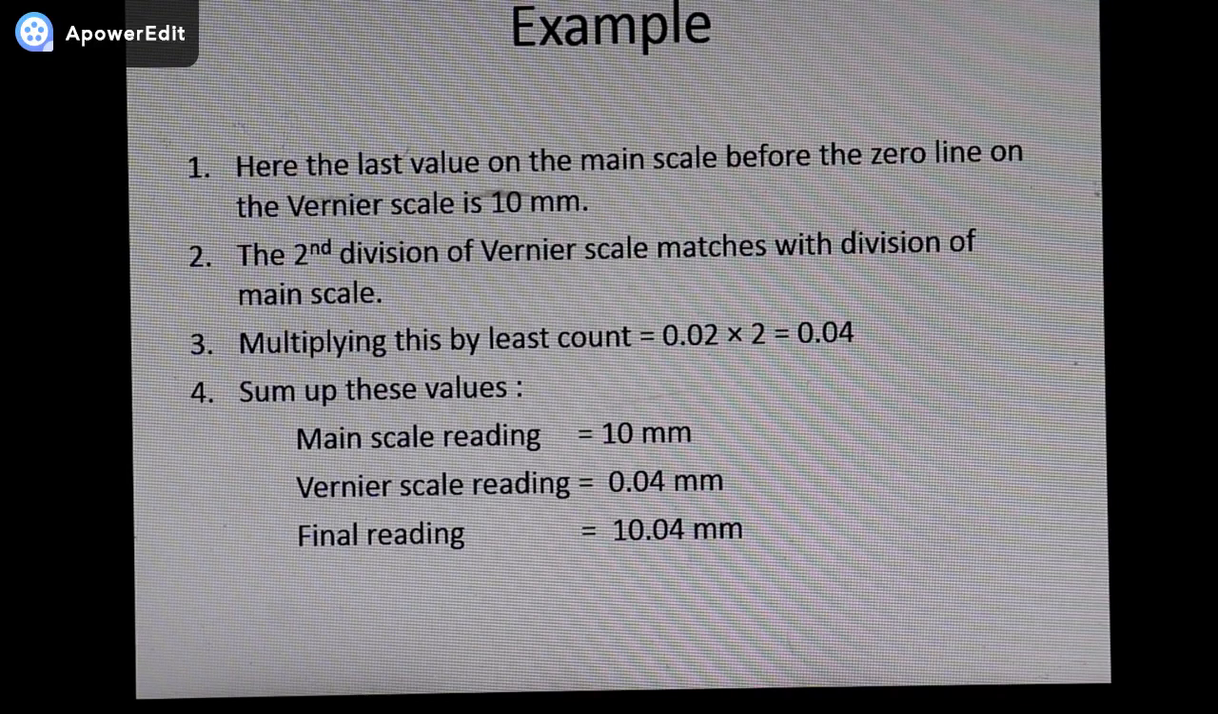The second division on the vernier scale matches with a division of the main scale, which we can easily observe in the figure. We will multiply this second division with the least count. So it is 0.02 multiplied by 2, we get 0.04. That is the vernier scale reading. And we will simply sum up these values. Main scale reading is equal to 10 mm, vernier scale reading is equal to 0.04 mm. So the final reading is 10.04 mm.